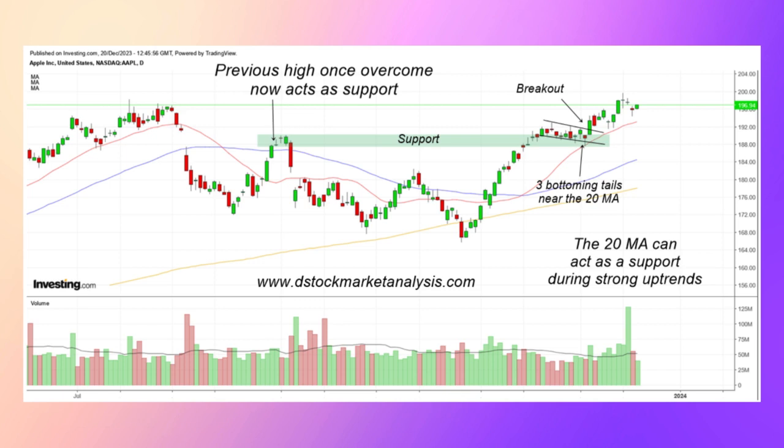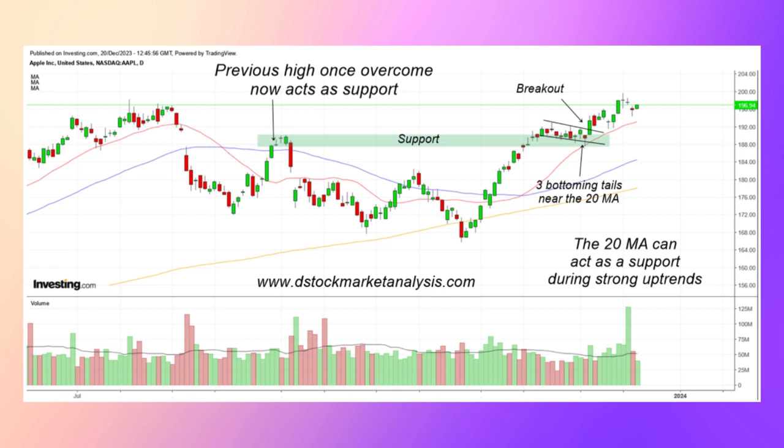As it neared this area, the previous high, it actually consolidated or traded sideways. But when you see it consolidating sideways, it had actually overcome the previous high. It has gone above the previous high. And if you remember technical analysis, support and resistance, once a previous high that used to act as resistance has been overcome, it now acts as a new support area. So as the stock traded sideways, as long as it stayed above the support area, it was actually bullish.